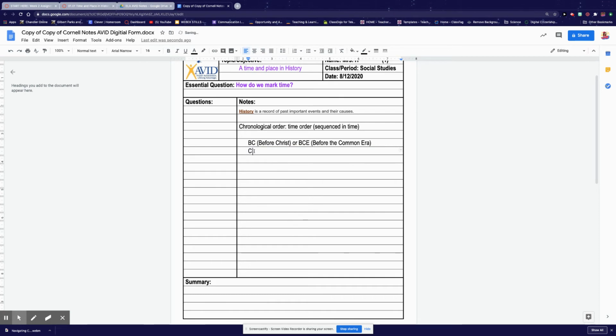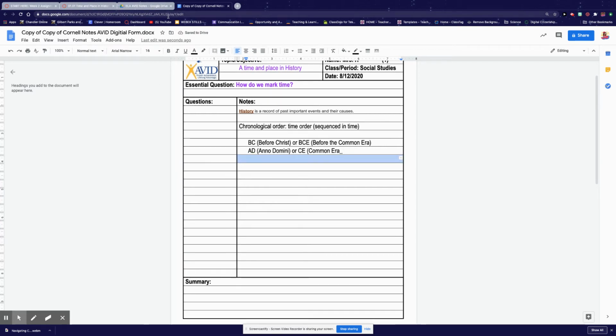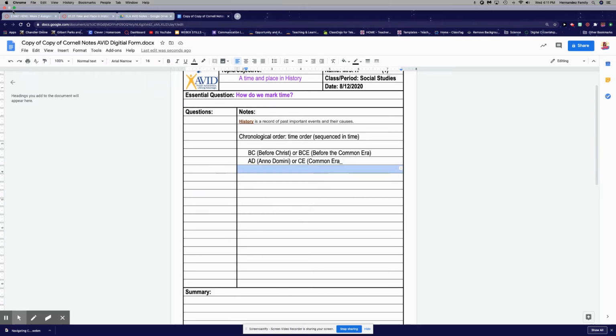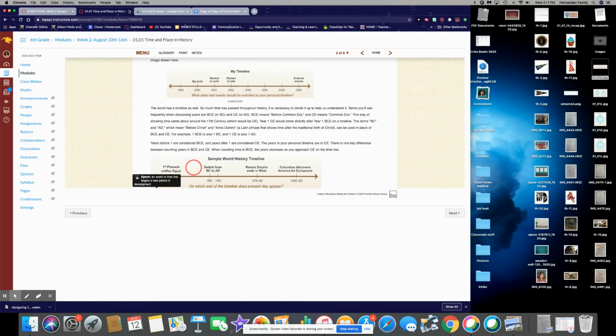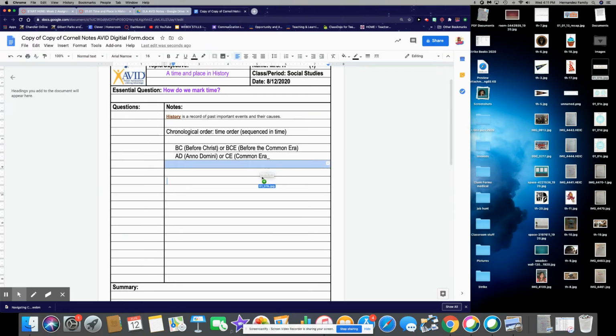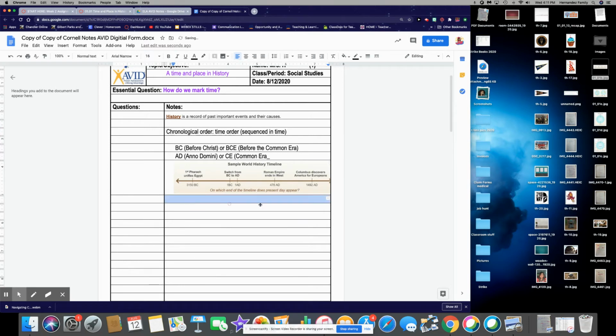And you have AD, which is Anno Domini. Some of us like to say after death, but that's how you can remember it. And then you have CE, which is the Common Era. So I'm going to see if I can create, you guys can draw the picture. I'm going to see if I can just take this and move it over. I'm going to try to paste it in here. Did it work? Yay, it worked.